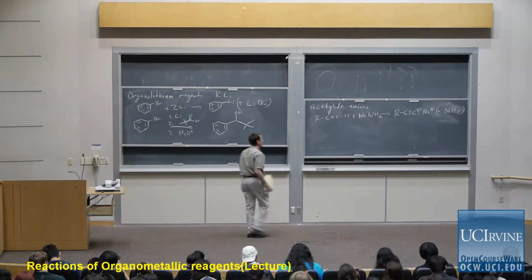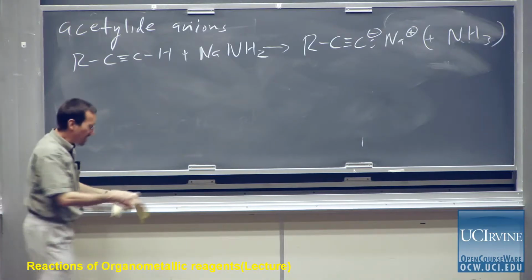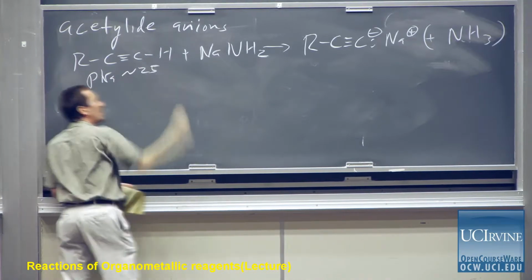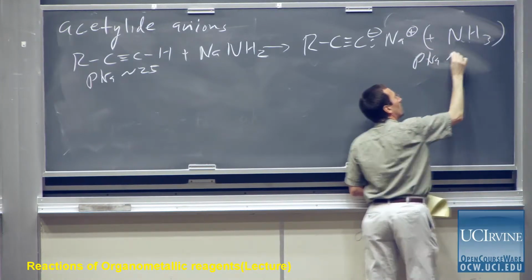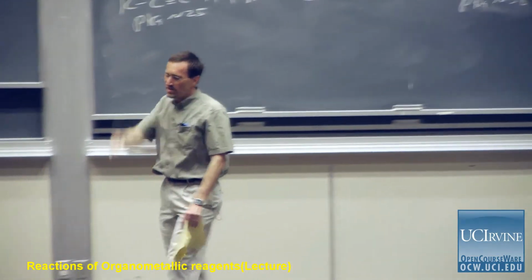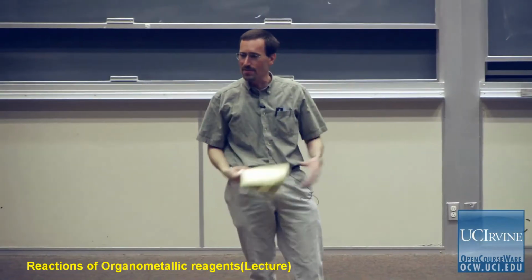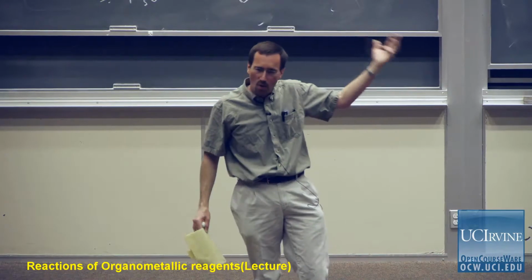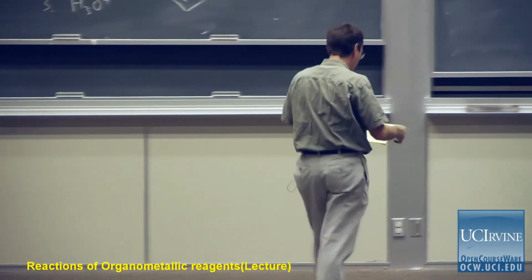And now we see ourselves very much in the situation of a Bronsted acid, Bronsted base reaction. So we have a pKa of about 25 and a pKa of about 38. A difference in pKa like that means the equilibrium lies way, way, way to the right, with an equilibrium constant of 10 to the 13th or thereabouts. So basically, I throw in 1 mole of sodium amide and 1 mole of an alkyne, and I get essentially all acetylide anion.